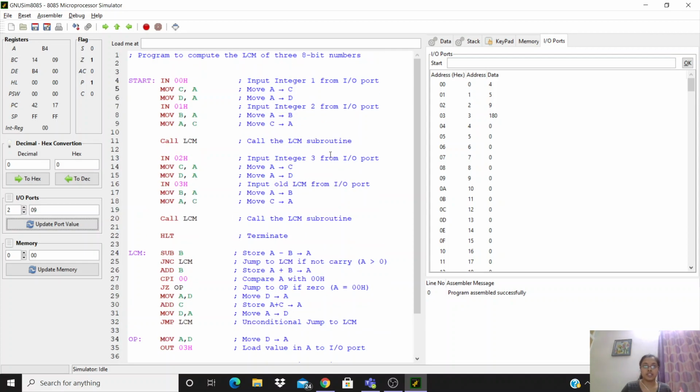So by doing this, one can even make a generalized n 8-bit number LCM program. We just will have to call the LCM subroutine n minus 1 times. Like over here, we had used 3 integers and we called it twice. So one can even generalize it for any number n.